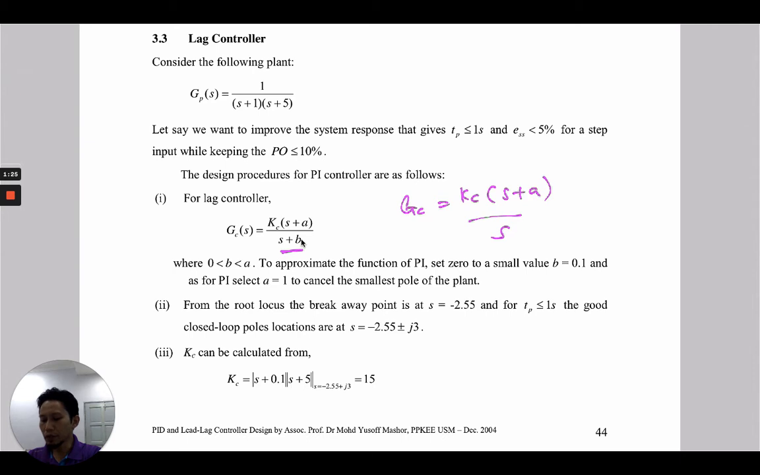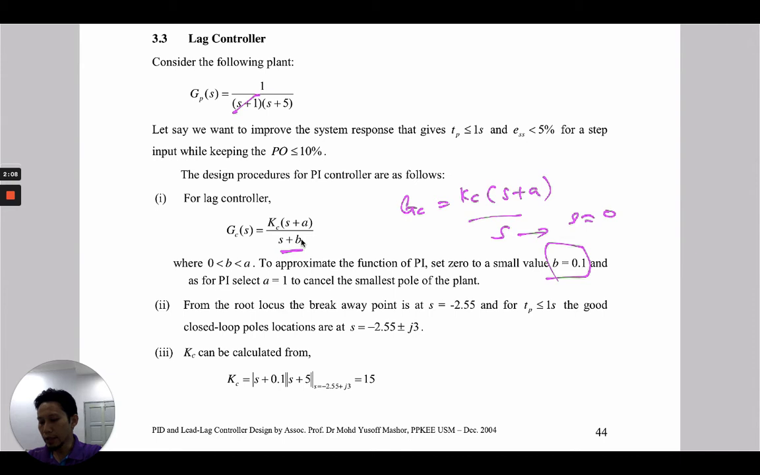To approximate the function of PI, we set B to a small value, which in this case we select B equals 0.1. Why do we want to select a small value? Because the pole here is actually at S equals 0, at the origin. So that's why we select B equals 0.1. And for PI we select A equals 1, because we want to cancel out the smallest pole of the plant.